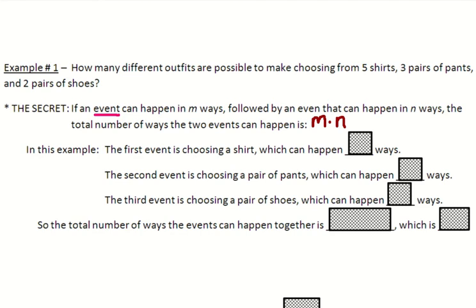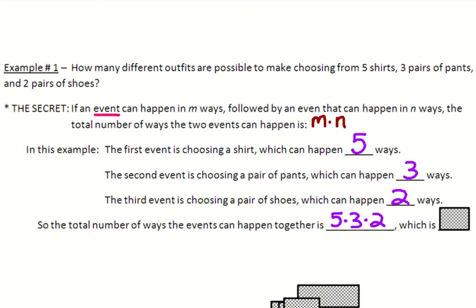So in this example, the first event is, well, I got to choose a shirt. That can happen 5 ways. Then I got to choose a pair of pants. That can happen 3 different ways. Then I got to choose a pair of shoes, which can happen 2 different ways. So the total number of outfits you can put together is going to be 5 times 3 times 2, which ends up just being 30 at the end of the day.